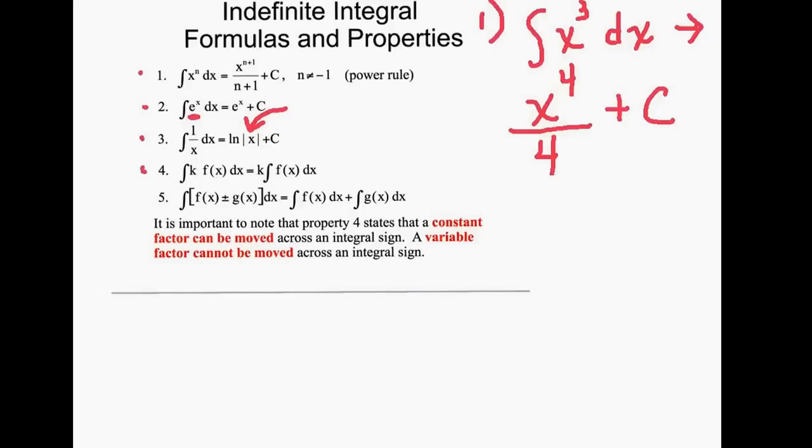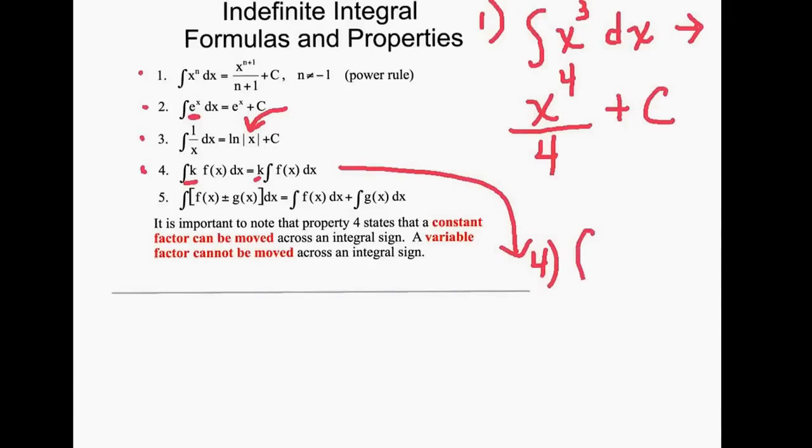Number 4 is a rule that we actually use quite a bit. It's a constant rule. We use it to do all types of work with our constant or coefficient. Actually, it has to be a factor, and that's the word that's going to make this different. So let's take a look at something that would involve the use of 4.